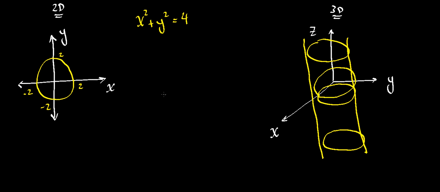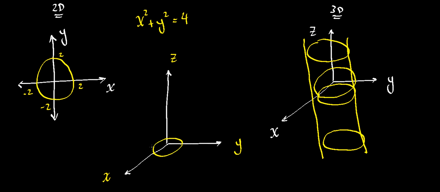So let me redraw this because the other one looks ugly. If I want to sketch x squared plus y squared is equal to 4 in 3D, keeping in mind this is the x, this is the y, this is the z, it's going to be an infinite cylinder. Like this.